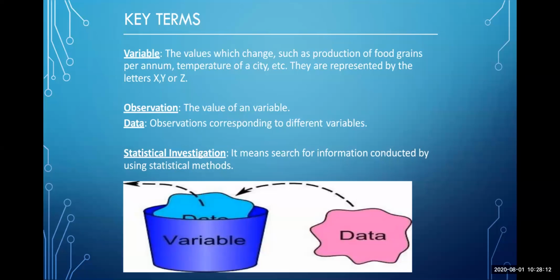So first, let's understand the key terms or the basic concepts which would be used in this chapter very often. First, it's variable. So what is variable? Variable means the value which changes, like, let's say for example, production of food grains per annum. The temperature of the city, again, it is different every day. So that is known as a variable. Next one is observation. Observation is the value of a variable, and data is the observations corresponding to different variables.